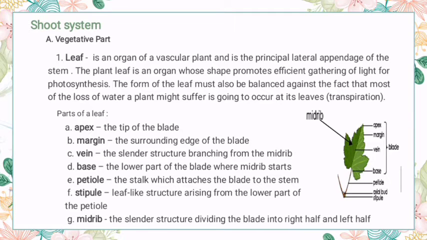The first one is the apex, the tip of the blade o yung tip ng isang dahon. Second is the margin, the surrounding edge of the blade. Vein, the slender structure branching from the midrib. Base, the lower part of the blade where the midrib starts. Petiole, the stalk which attaches the blade to the stem. Stipule, a leaf-like structure arising from the lower part of the petiole. And the last one is the midrib, the slender structure dividing the blade into right half and left half.